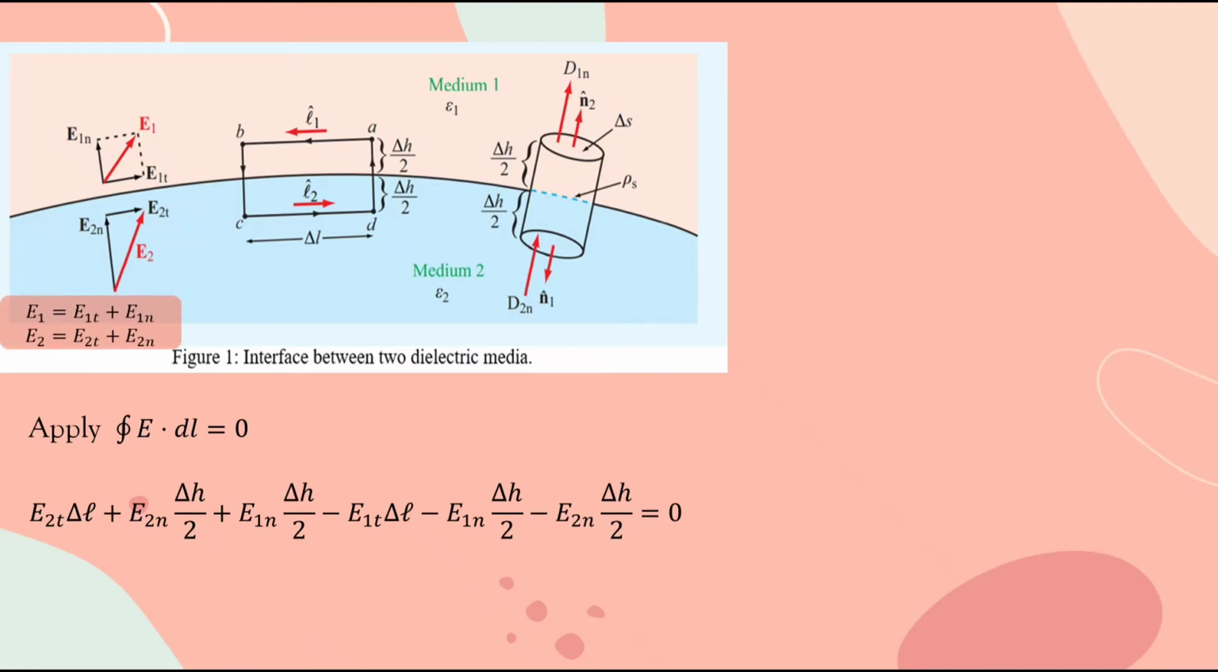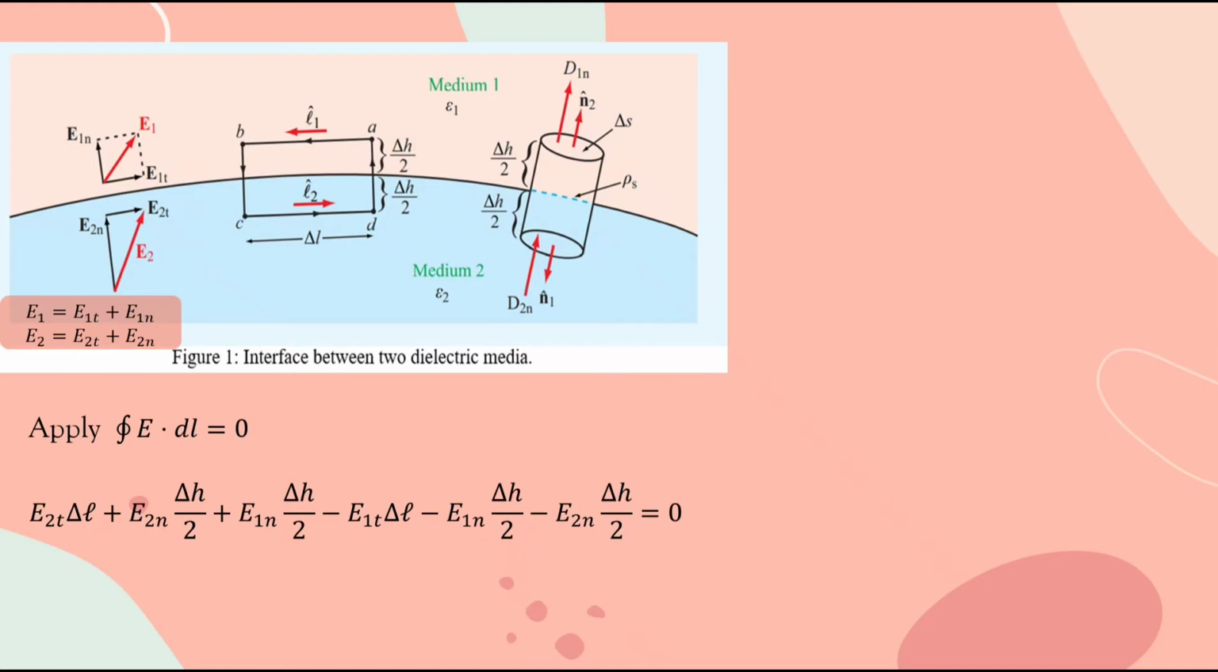To derive the boundary conditions for the tangential components of E and D, we consider the closed rectangular loop ABCDA as shown in figure 1. Then we apply the conservative property of the electric field in the Maxwell equation, which states that the line integral of the electrostatic field around a closed path is always zero.